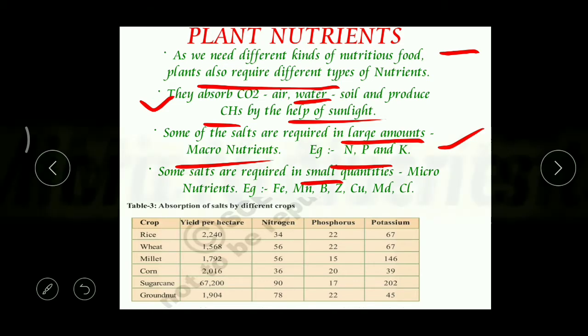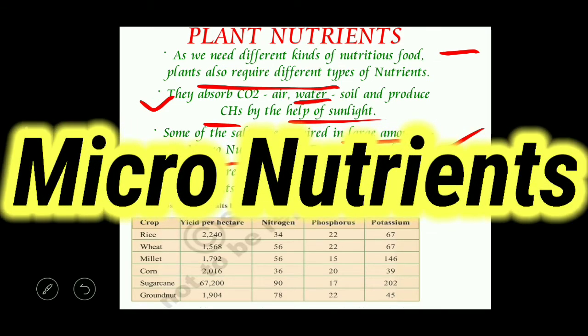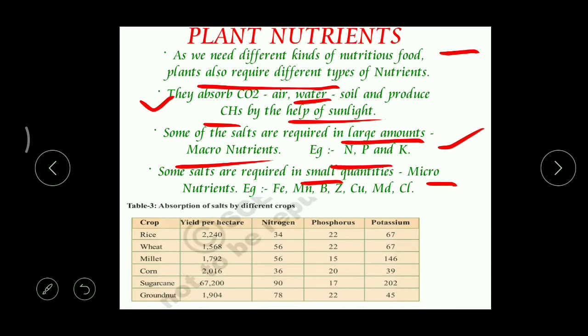So what do you call them? We call them micro. Micro means less or small. So microorganisms means small organisms. In the same way, these nutrients are needed in less quantity. That's why we call them micronutrients. So what are the examples?